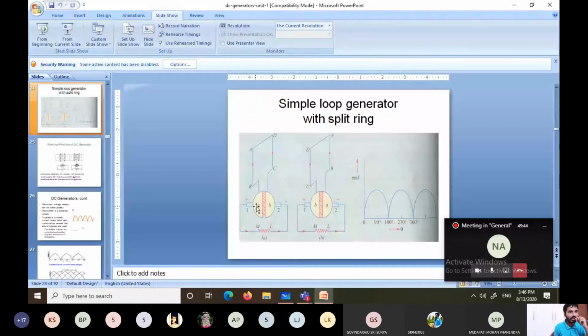Now what is the load current direction? Load current direction in figure A is from segment A to brush 1, to brush 2. You can see the position of the segment at brush 1. What is the segment present there? At brush 1, the segment is A. A is the segment present at brush 1. Those are the important points here.